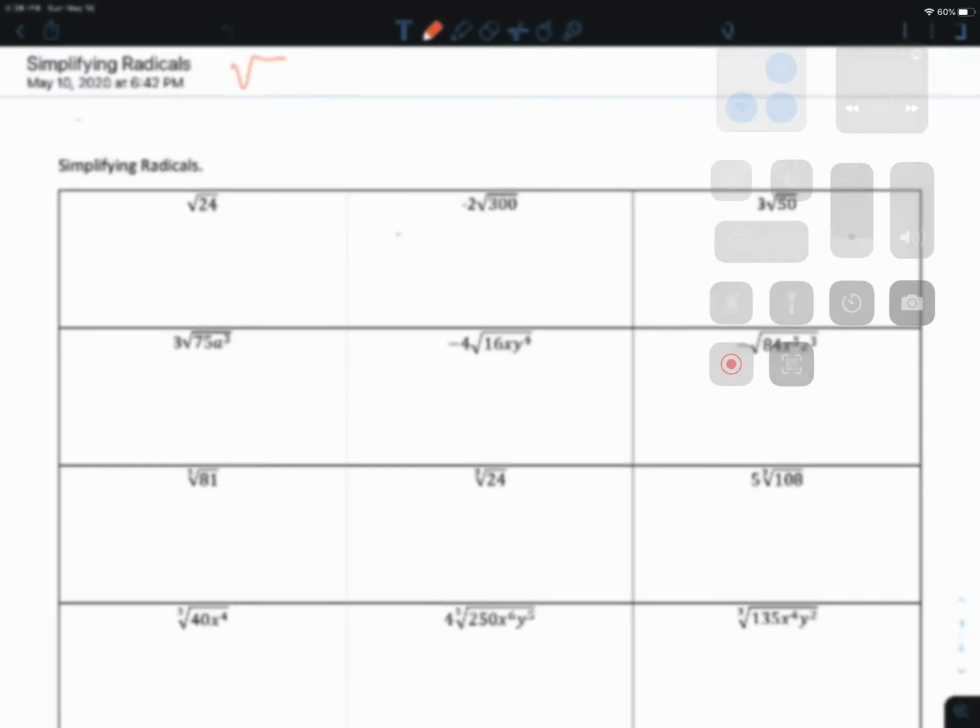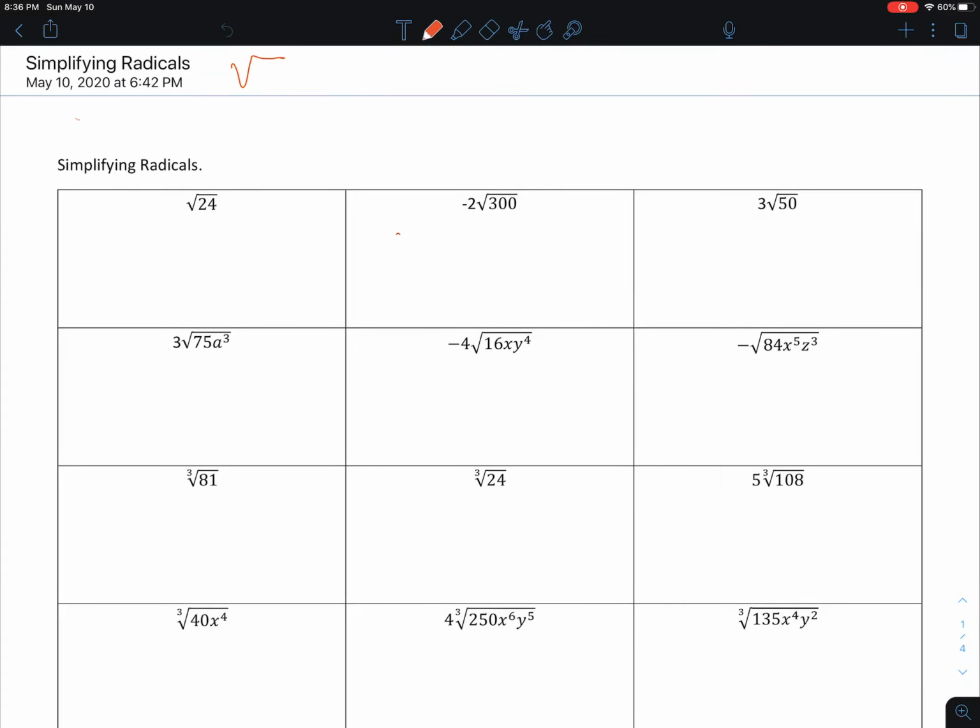Okay, boys and girls, today we're starting our unit on trig functions. Before we can do that, we just need to remember how to simplify radicals. So if you recall, the square root of 4 is 2.